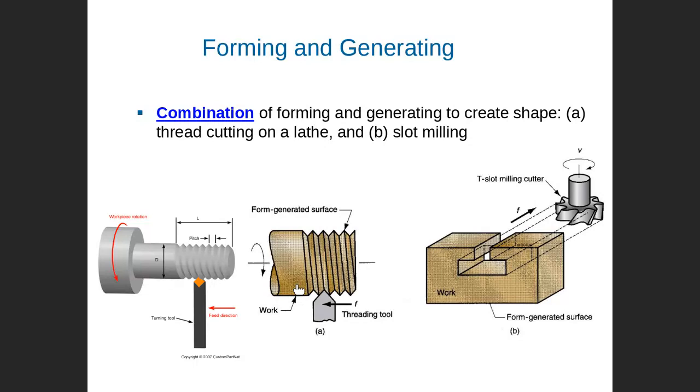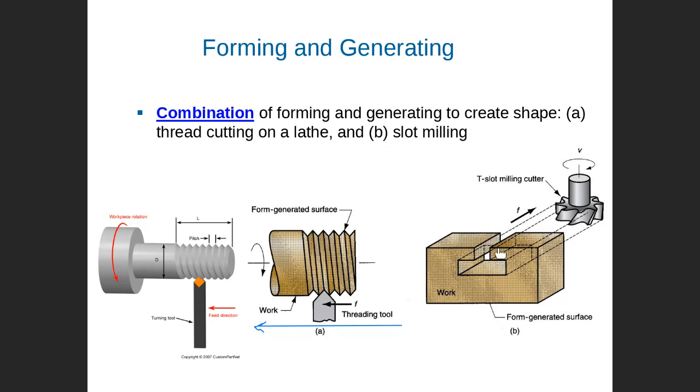This is a combination, because initially it is forming the shape, and then the tool moves. It is initially forming and then travels in this direction to form and create. Initially form, second travel in this direction to create the shape everywhere from beginning to the end. So you can see this is a combination between forming and generating.